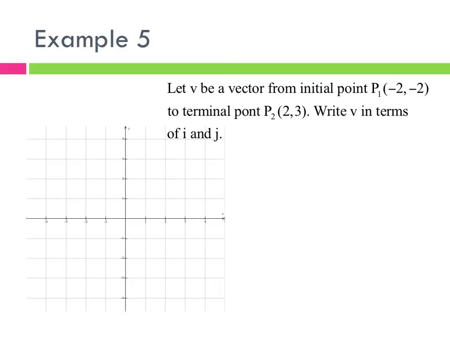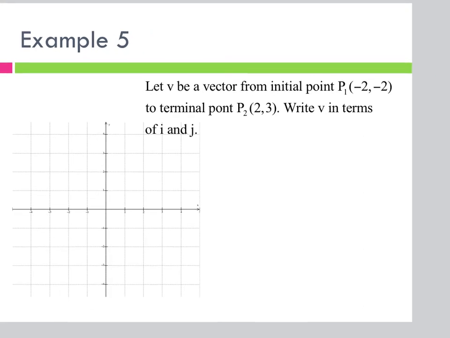All right, let V be a vector from initial point P1 being negative 2 to terminal point 2, 3. Write V in terms of I and J. So all this means is find the component form. It's just in a lot of different words. So if I were to draw this out, negative 2 is my first coordinate point. This is P1. 2, 3 is my P2. My vector would point towards P2. So this is what V would look like.